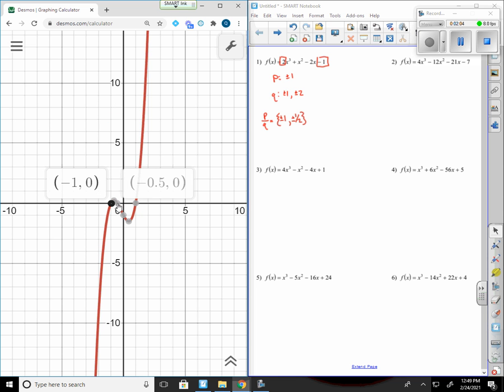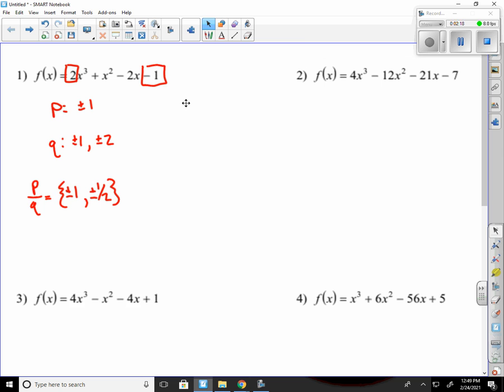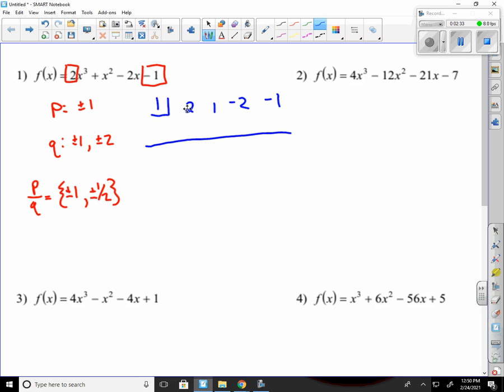When I look at this, I see I have a root at -1, -0.5, and 1. I'm only allowed to use one of these. I'm going to start with the -1. No, I'm going to start with the 1, just because it's going to be easy. Now I have to do my synthetic division based on 1. 1 goes in here. Next, I fill out my numbers. 2, 1, -2, -1. Now start doing synthetic division.